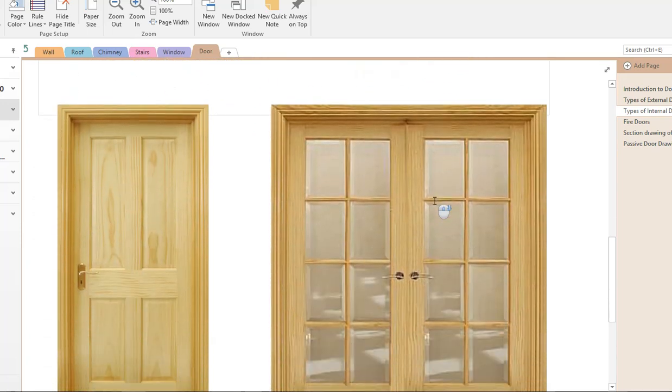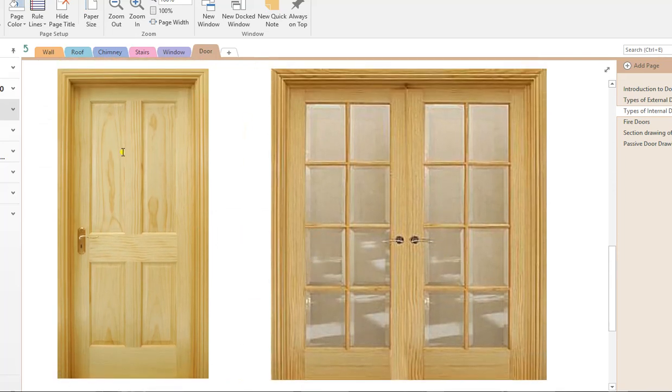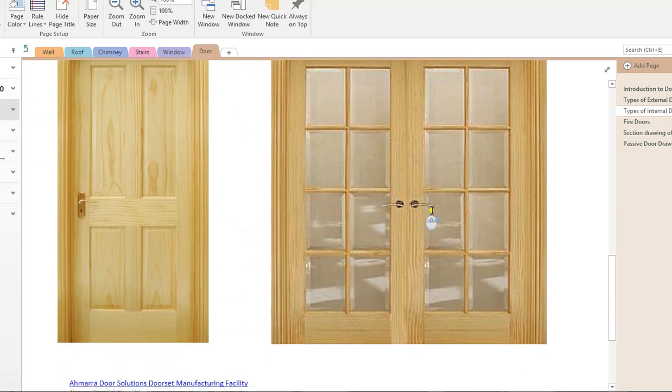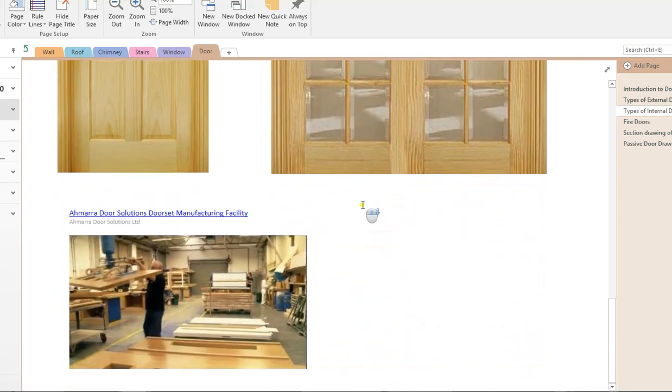Now the next type of doors are your traditional panel doors, so your 4-panel door made from pine in this case. Then we have these doors here called French doors because of the way they're glazed. Now there is a video here to show you how doors are manufactured in a factory.